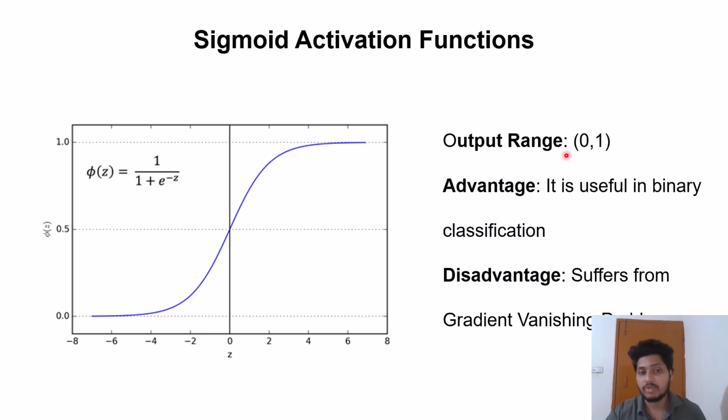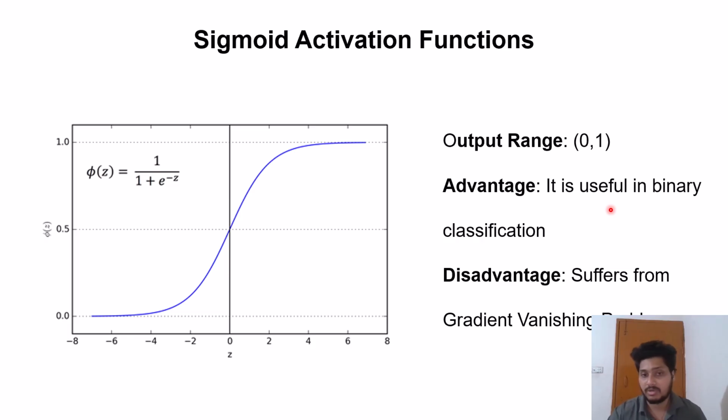Now let's quickly talk about the advantages and disadvantages. So what are the advantages of the sigmoid function? The main advantage is it's great for binary classification problems where we need a yes or no answer, and the output being between 0 and 1 makes it easy to implement, learn, and interpret the result.